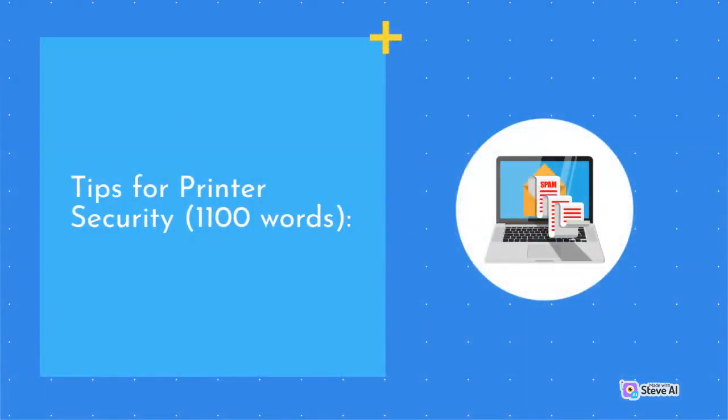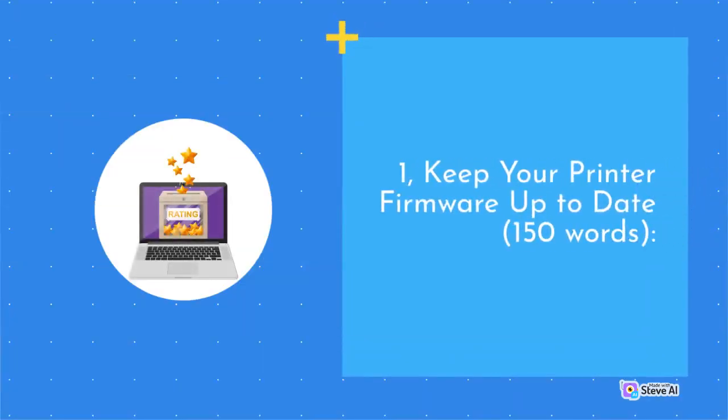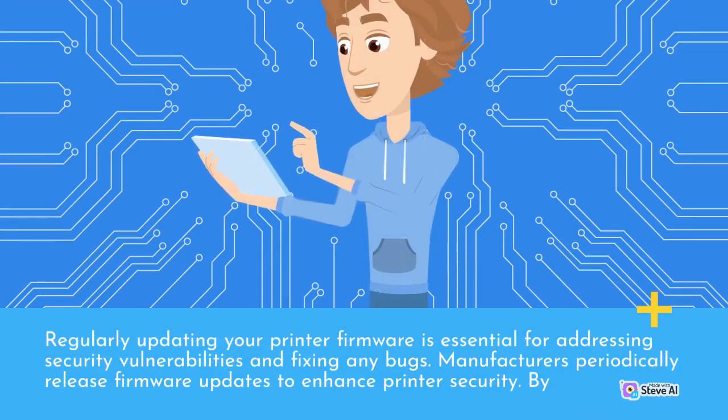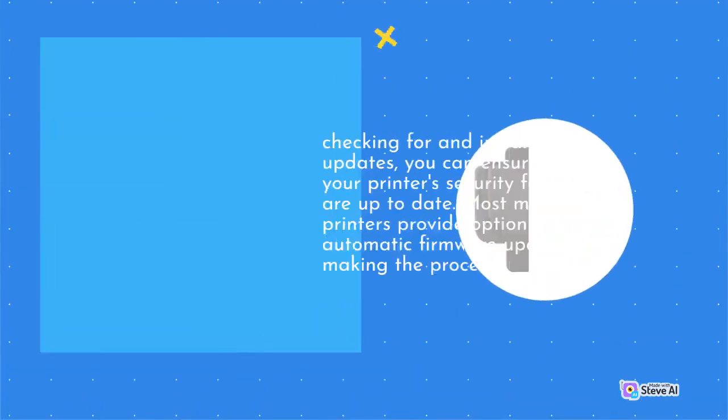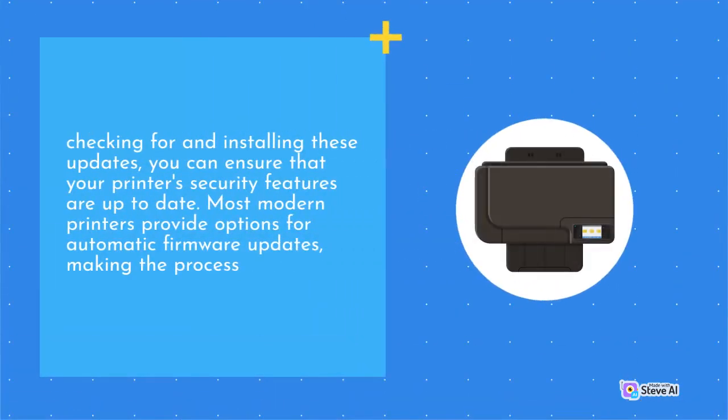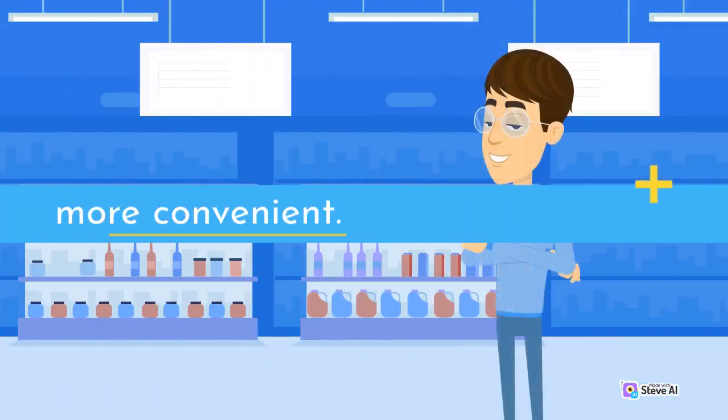Tips for printer security: 1,100 words. 1. Keep your printer firmware up to date. 150 words. Regularly updating your printer firmware is essential for addressing security vulnerabilities and fixing any bugs. Manufacturers periodically release firmware updates to enhance printer security. By checking for and installing these updates, you can ensure that your printer's security features are up to date. Most modern printers provide options for automatic firmware updates, making the process more convenient.